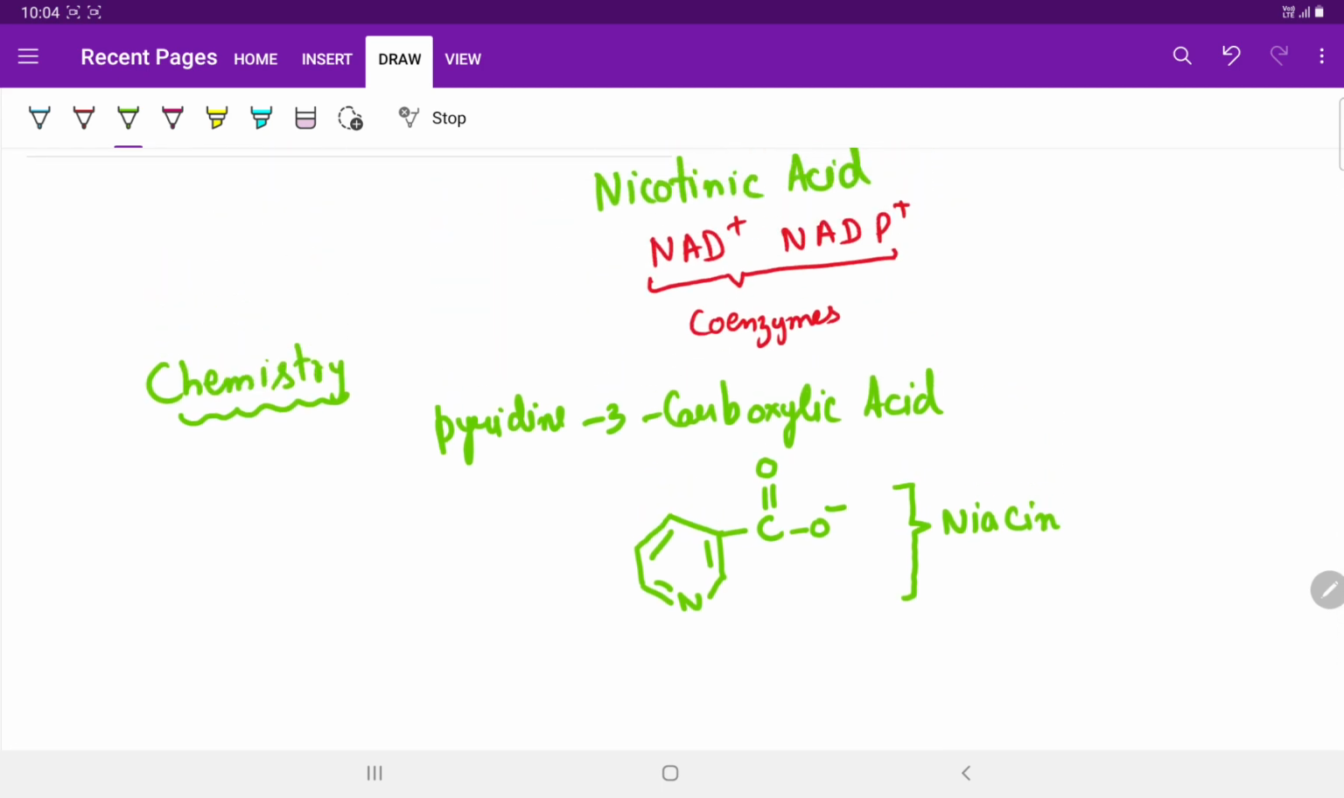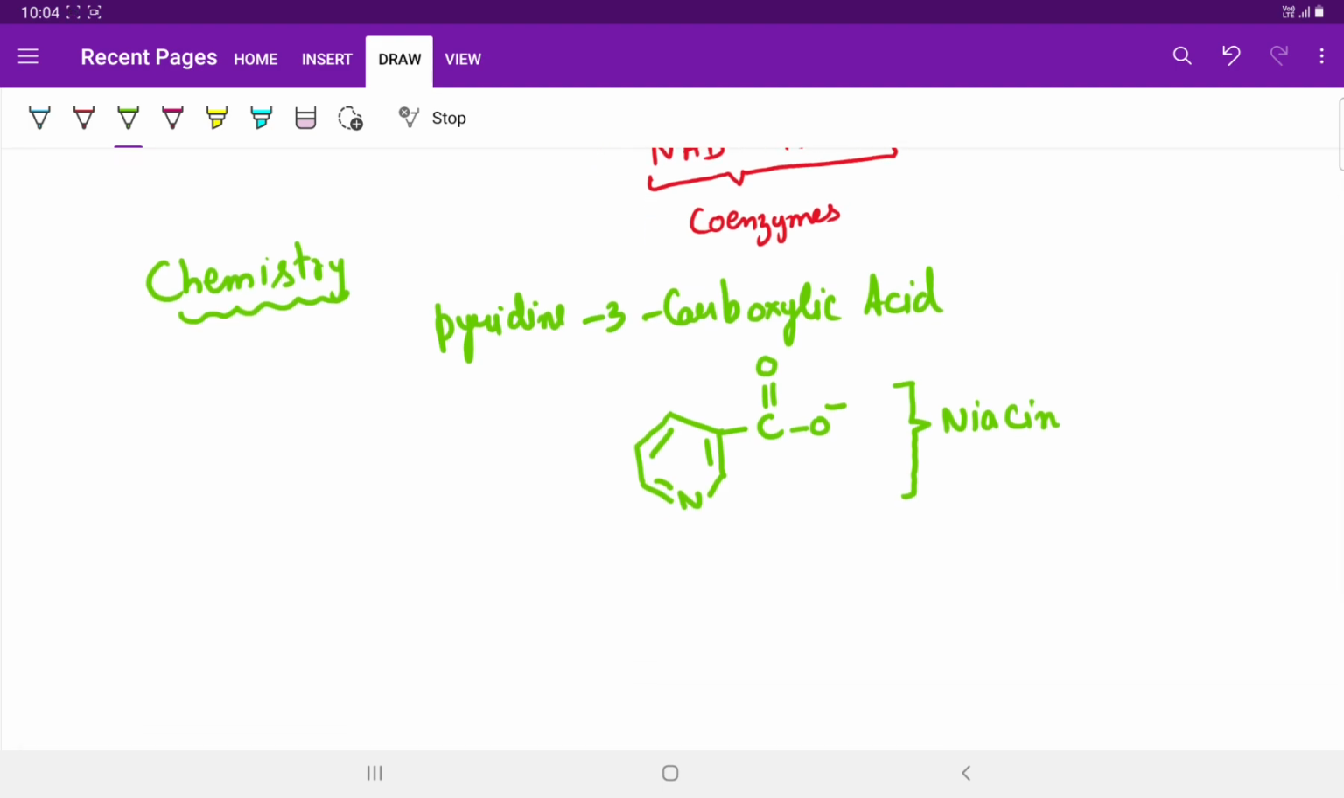I have mentioned NAD and NADP. First of all, let us draw the structure for NAD. The structure of NAD is nicotinamide adenine dinucleotide. Here we will be attaching one adenine molecule, ribose sugar and pyrophosphate molecule.